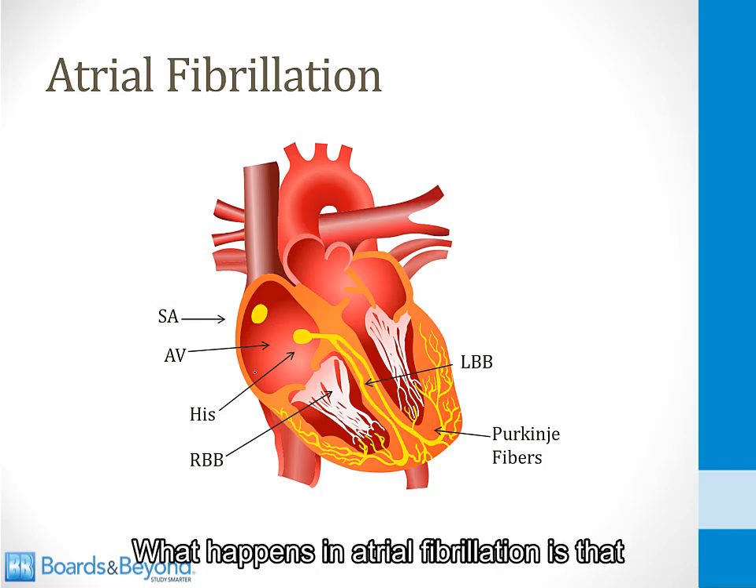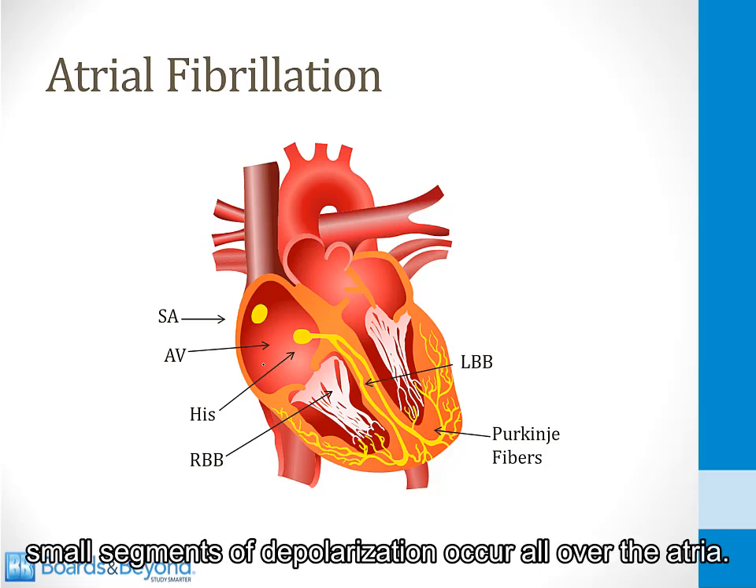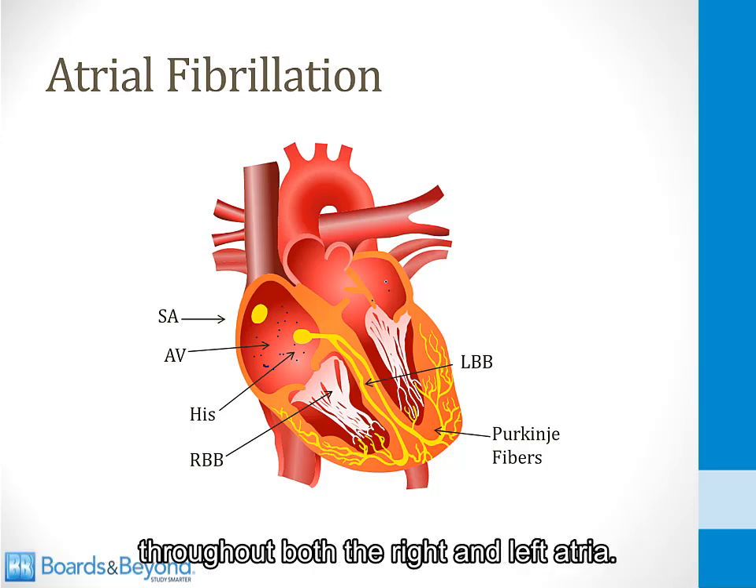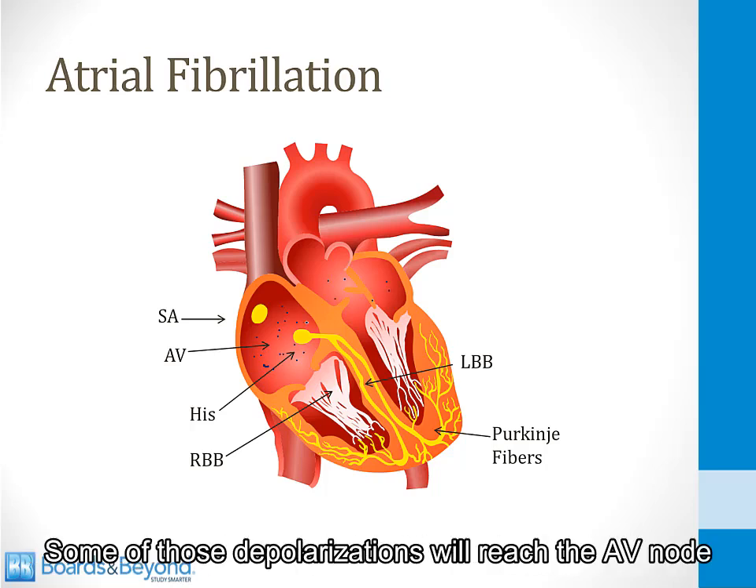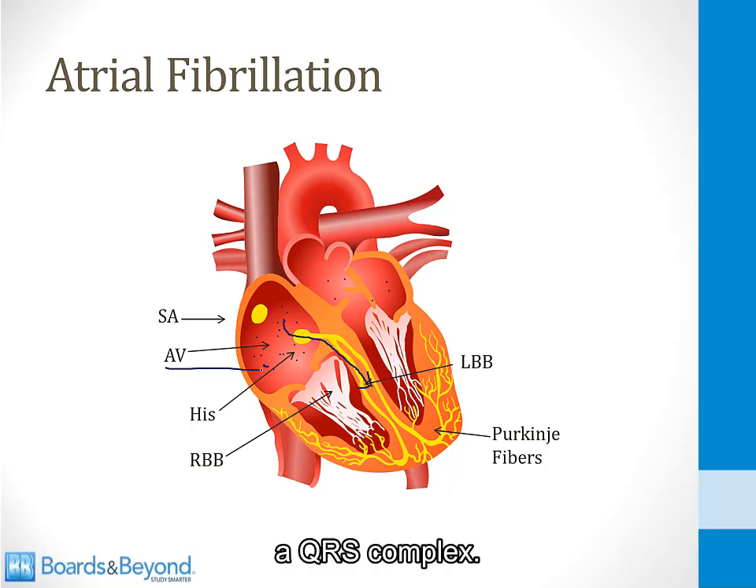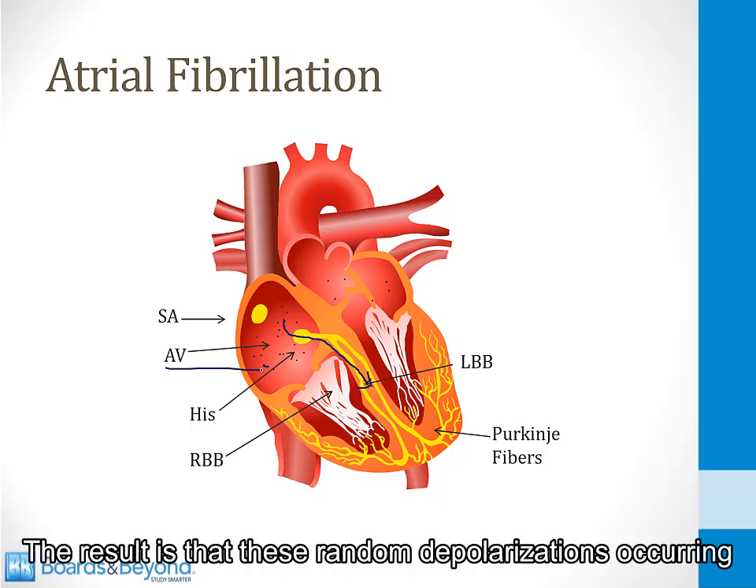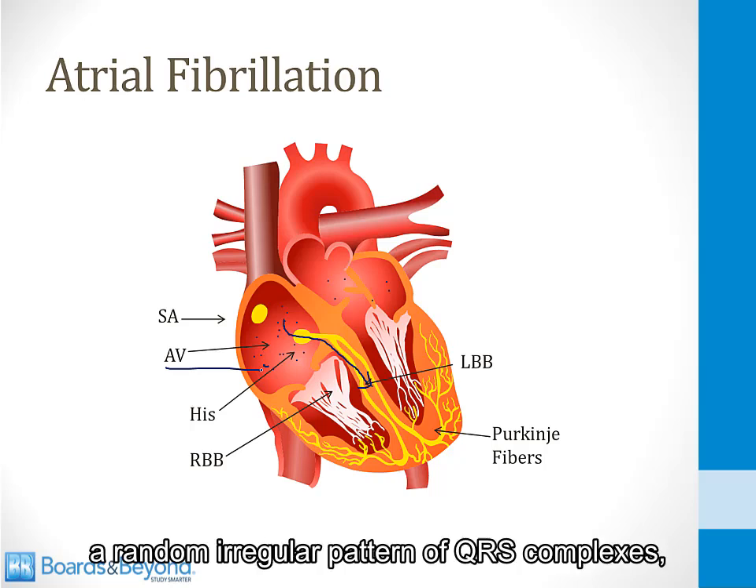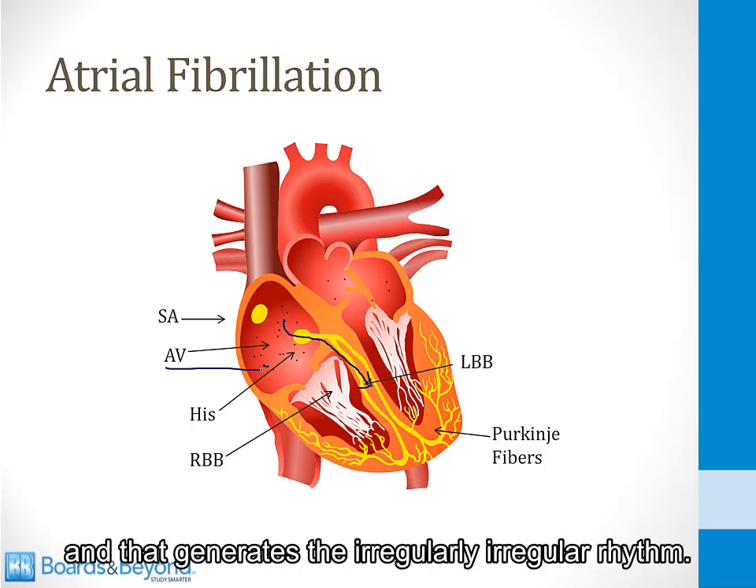What happens in atrial fibrillation is that small segments of depolarization occur all over the atria. So in other words, you have depolarization occurring irregularly in hundreds and hundreds of places throughout both the right and left atria. Some of those depolarizations will reach the AV node and generate a QRS complex. Others of those depolarizations will reach the AV node when it is refractory and they will not generate a QRS complex. The result is that these random depolarizations occurring throughout both atria will lead to a random irregular pattern of QRS complexes, and that generates the irregularly irregular rhythm.